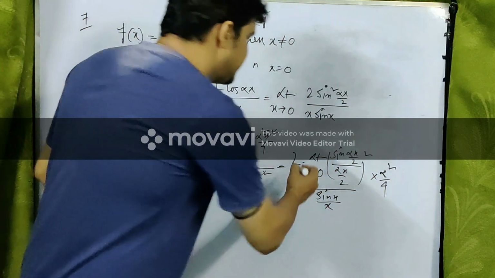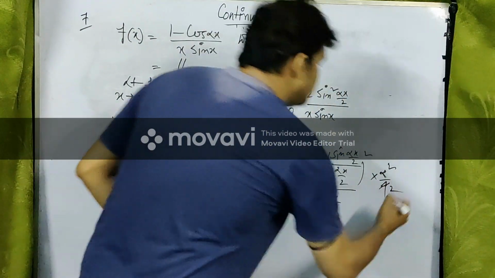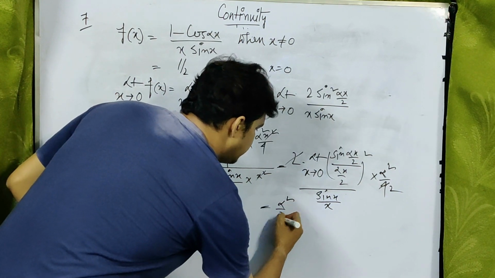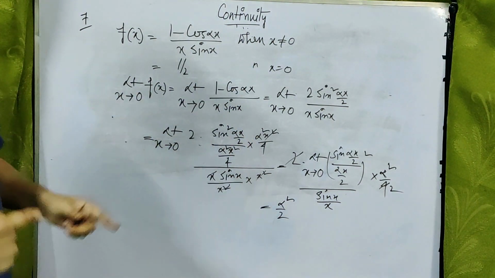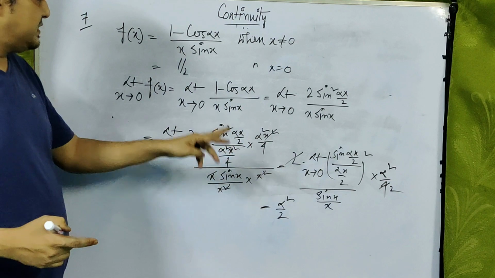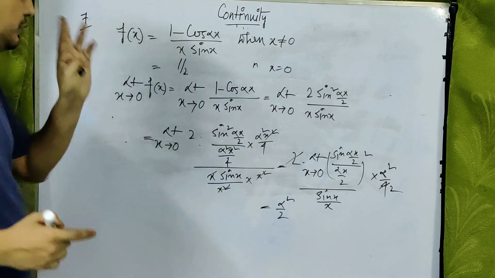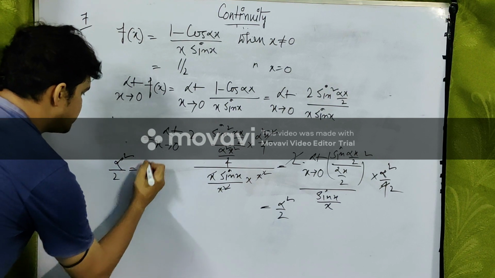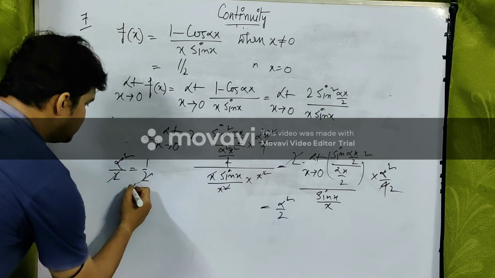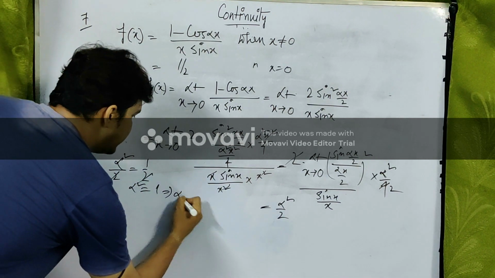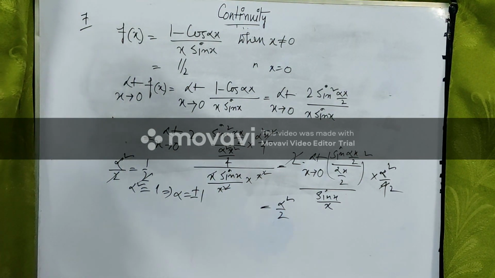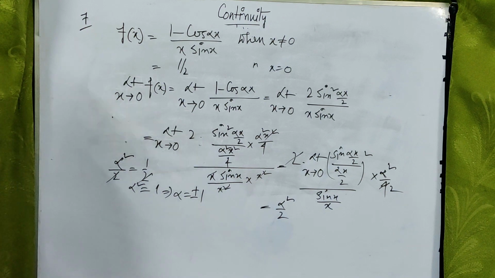This 2 and 4, if we cancel, we will get a 2 here. So alpha squared by 2. So the value of this limit is equal to alpha squared by 2. Because this function is continuous at x equals 0, what can we say? This alpha squared by 2 is equal to 1 by 2. So alpha squared by 2 equals 1 by 2. 2 gets cancelled, so alpha square equals 1. So alpha equals plus minus 1. Hence the answer.